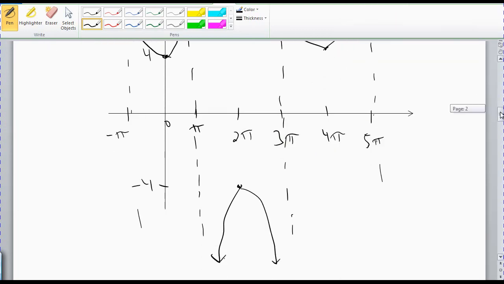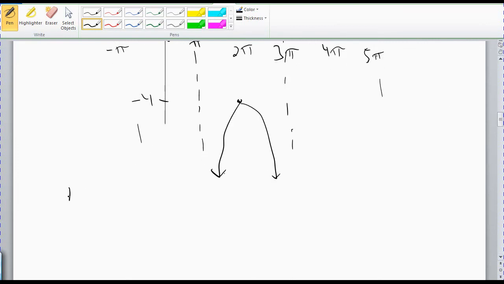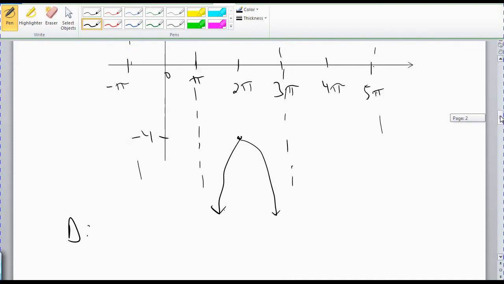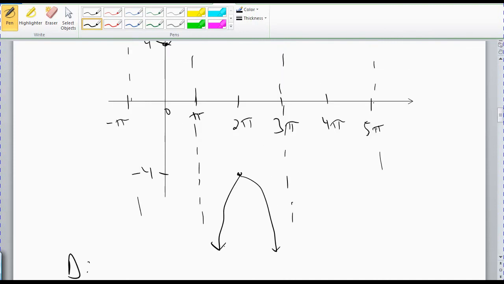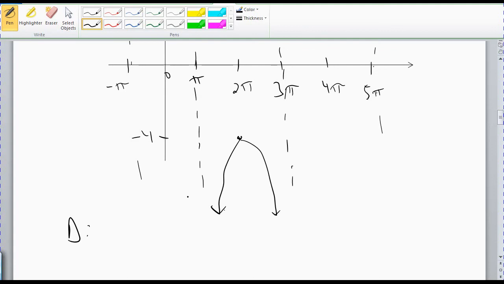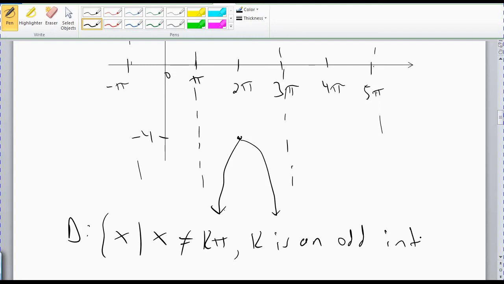What we want to do now is find the domain and range. Domain. If you notice, the domain is going to be all x's except for where the asymptotes exist, and they exist at pi, 3 pi, 5 pi. That's all the odd pi's. So it's going to be all x such that x does not equal k pi, where k is what kind of an integer? Well, for the evens it exists, but for the odds it doesn't. Where k is an odd integer.